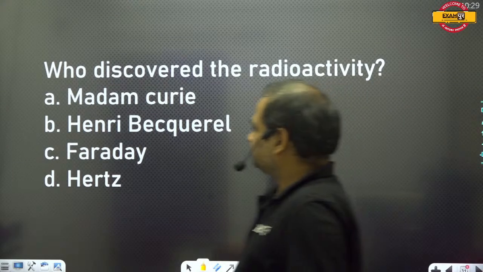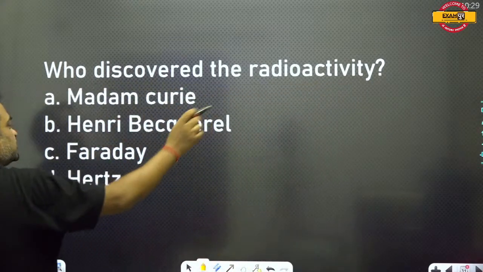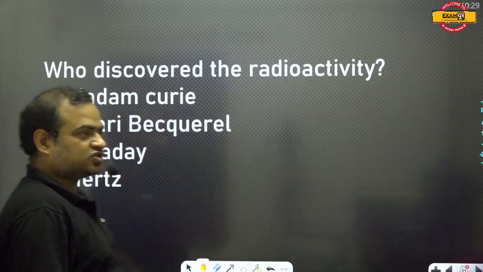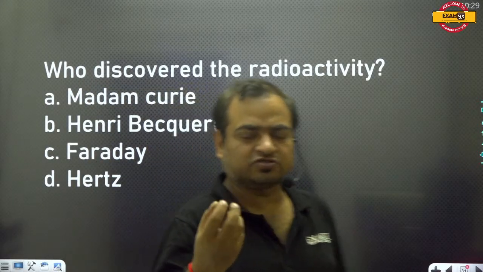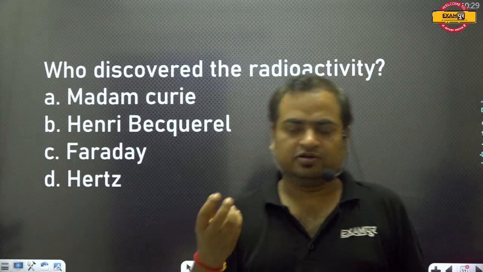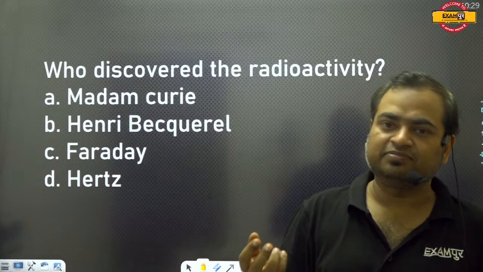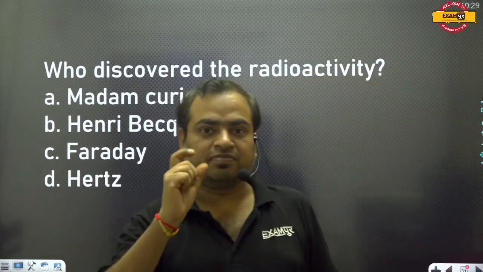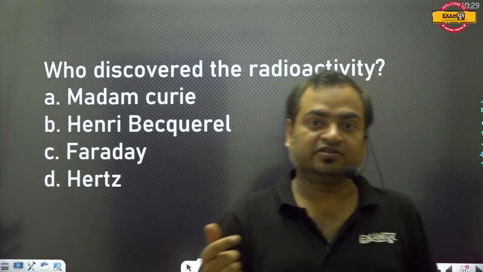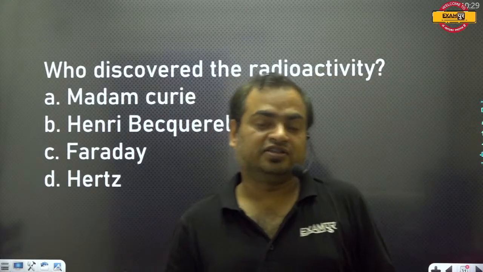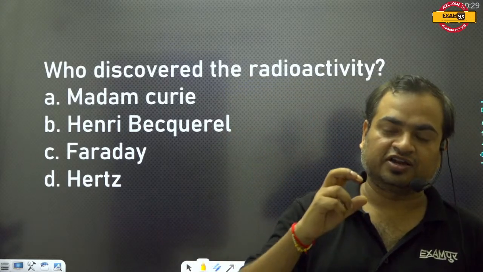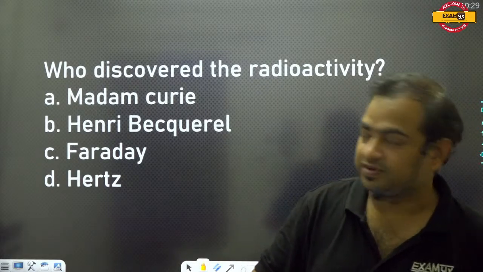Okay, so both of these used to do some experiments in their laboratory at their home, and they just put a piece of radium on a photographic plate, and after some time they just found that there is a mark on the photographic plate. They found that there are some rays which are coming out from the radium, and those are impacting the photographic plate.